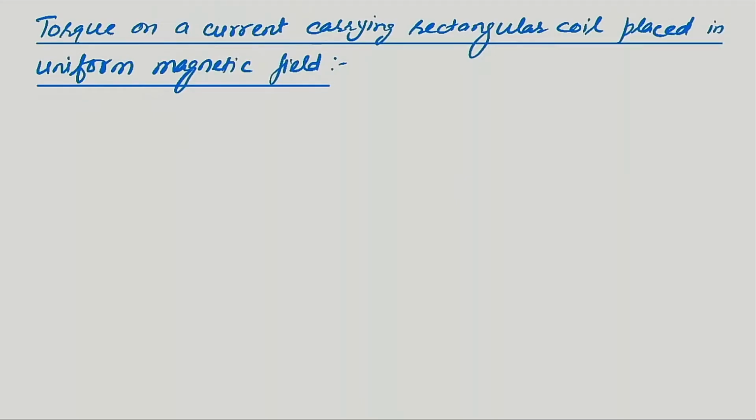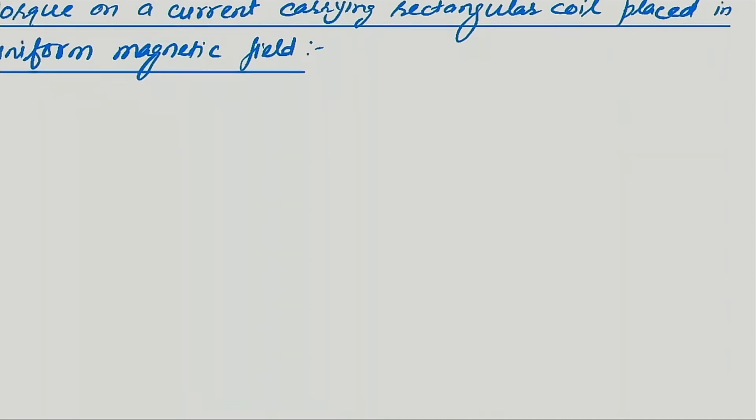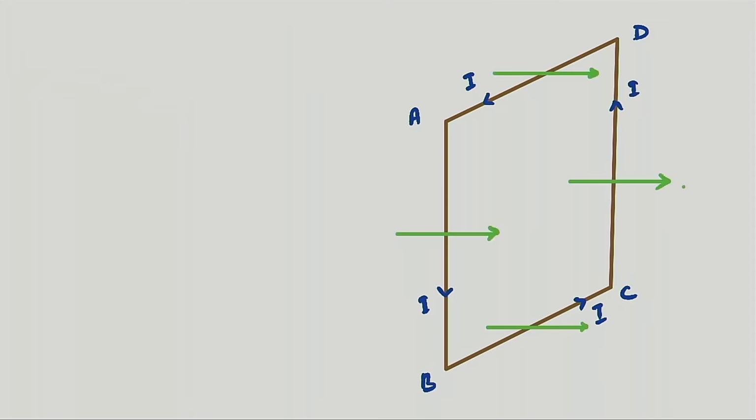Torque on a current carrying rectangular coil placed in a uniform magnetic field. For that, let us consider a rectangular coil ABCD. Let I be the current flowing through this rectangular coil. This is the direction of current. Since it is a loop, current will flow like this in side BC, and this is the current in CD. Let these green arrows represent the magnetic field, that is B.